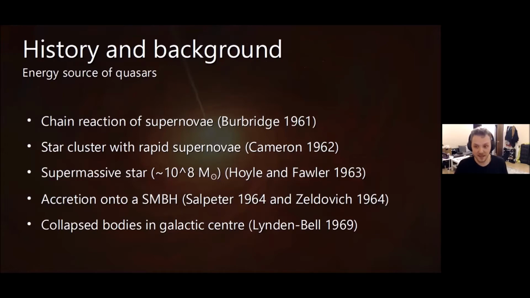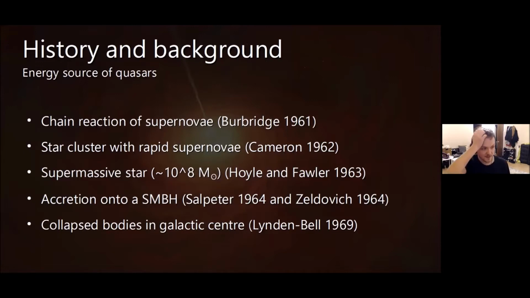Another one is that if we have a huge star cluster, then many of the stars, what if they explode simultaneously in a very short period of time? That was also suggested. Hoyle and Fowler suggested a supermassive star, something that is 10 to the 8 times solar mass. We know now that that's way above the size limit for a star. Anything that massive would be too bright and it would simply tear itself apart. So a star of that size is not feasible either.